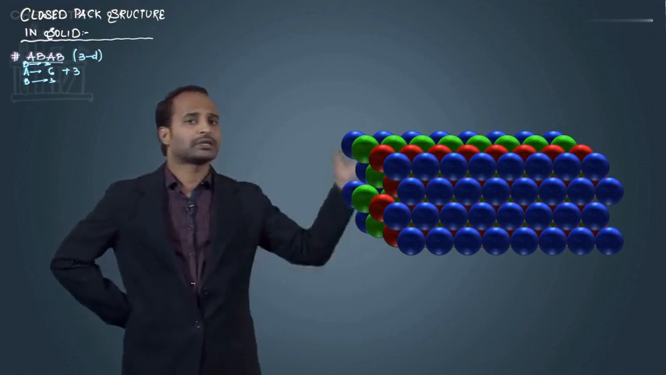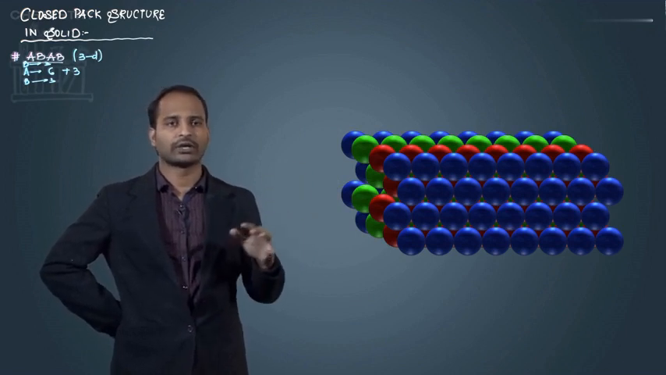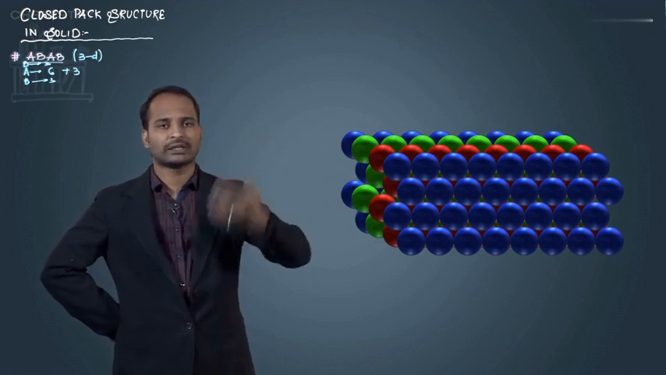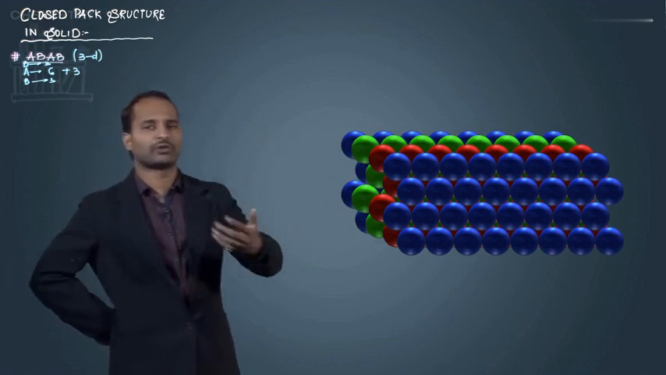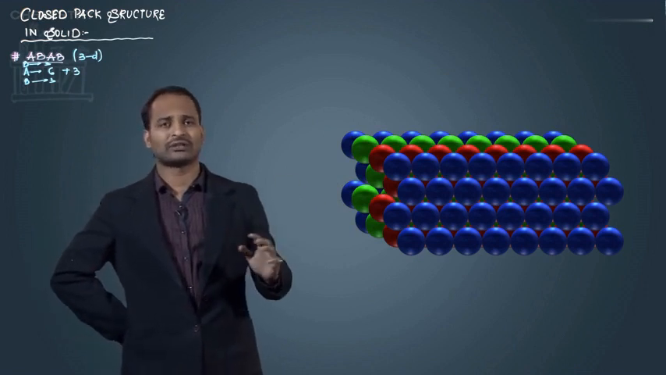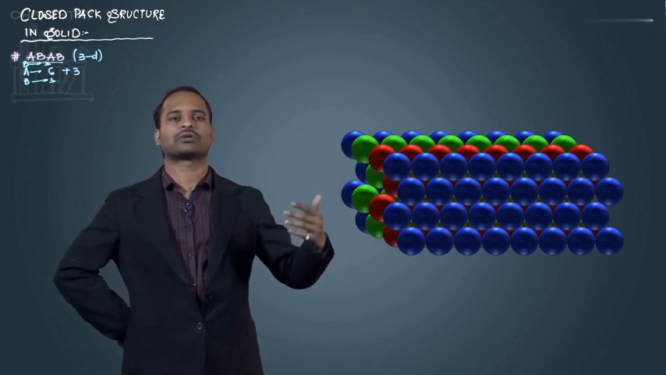Now if I'm keeping the fourth layer on octahedral void, as I said, once you start keeping the layers on octahedral void, then you have to follow the same thing throughout the solid. So once I keep the third layer on octahedral void, then the fourth, fifth, sixth, seventh, all the layers are going to be placed on octahedral void.